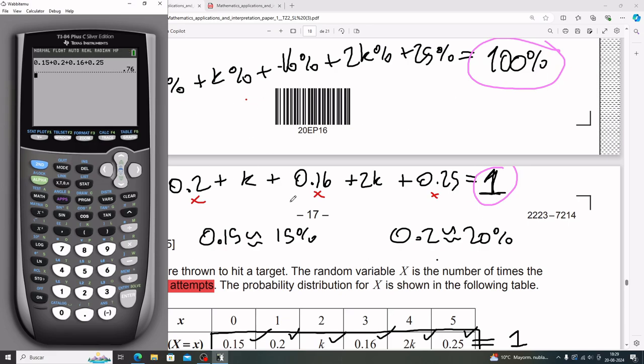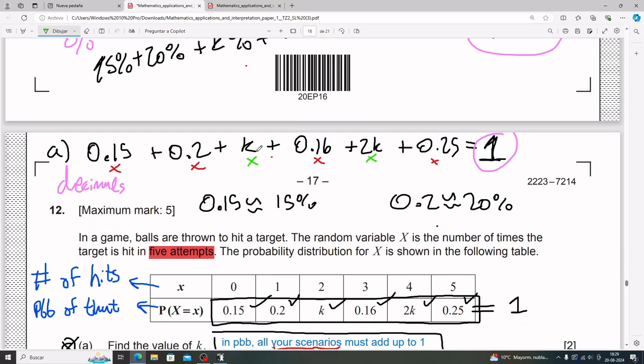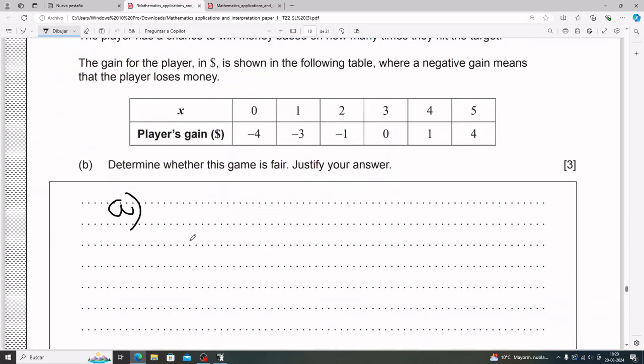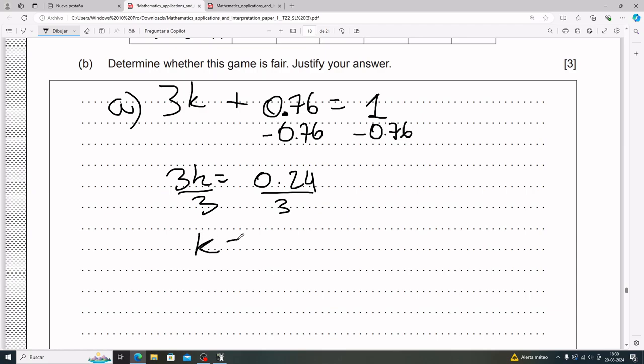So those are the random decimals I have lying around, and I can also add up this k with this 2k, which is just going to be 3k. So for part A, what I end up with at the end of the day is 3k plus what I got from my calculator, 0.76, has to equal 1, the 100%. To get 3k from here, you can do minus 0.76 on both sides. So 3k has to equal 0.24, divided by 3, divided by 3. k has to equal, I think it's 8. It's 8, yes. So k has to equal 8.